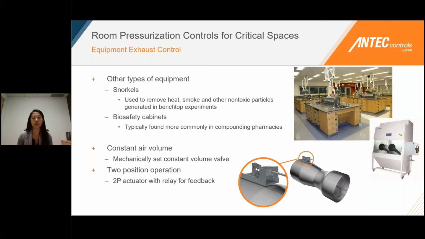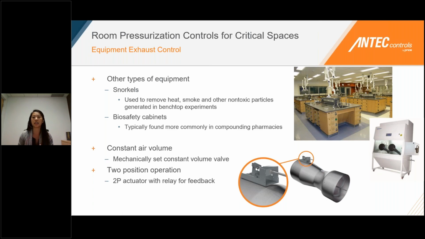So what we see here on the screen is a mechanically set constant volume Venturi valve. This doesn't have any actuators, there's no controller, and what's happening here is that the position of this entire cone spring assembly is fixed at one CFM. So let's say the snorkel is designed to have a 200 CFM exhaust. This valve is going to be tested in the factory, and then it's going to be positioned at 200 CFM. And then it's going to be shipped without any controls or actuator, so it will constantly exhaust 200 CFM.